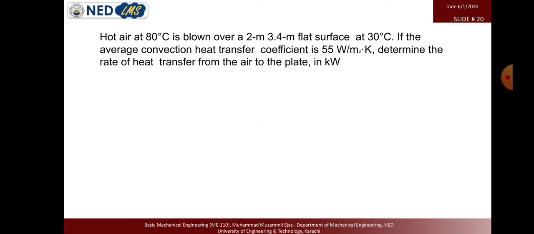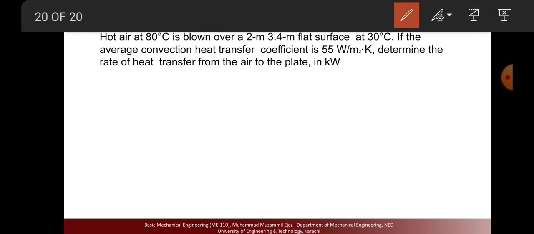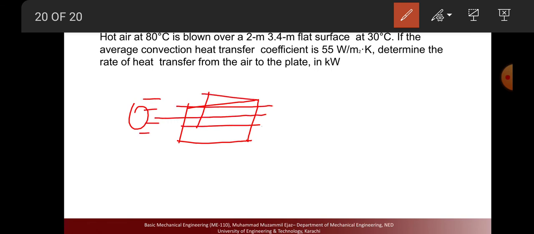Now for the second numerical: hot air at 80 degrees centigrade is blown over a 2 meter by 3.4 meter flat surface. We have a flat surface like this, so we have forced convection. There will be some fan blowing air over this surface. So we have an area of 2 multiplied by 3.4, and we can solve the numerical over here.